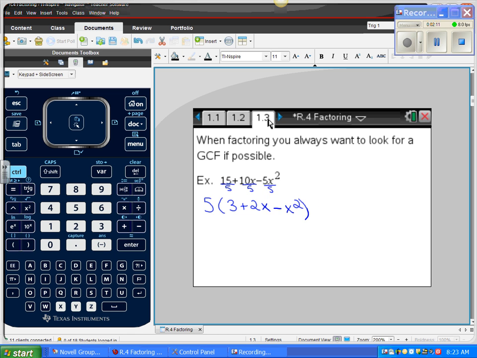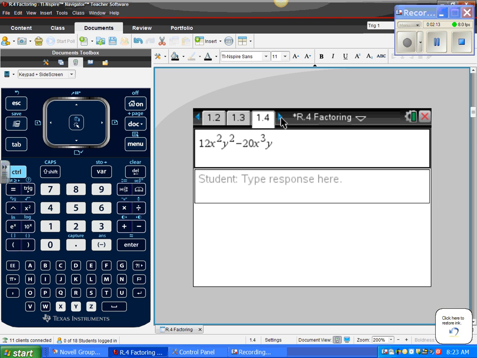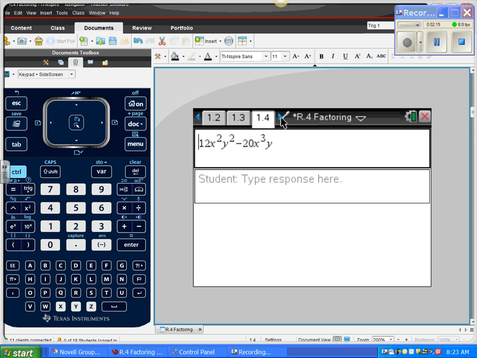All right, next page. We're going to give this one a shot. Again, you're looking at the coefficients first, and then the variables, to see what you can pull out. 12x squared y squared minus 20x cubed y. We're going to look at 12 and 20 and think about what we can possibly take out. What's the largest number that can be factored out of 12 and 20?